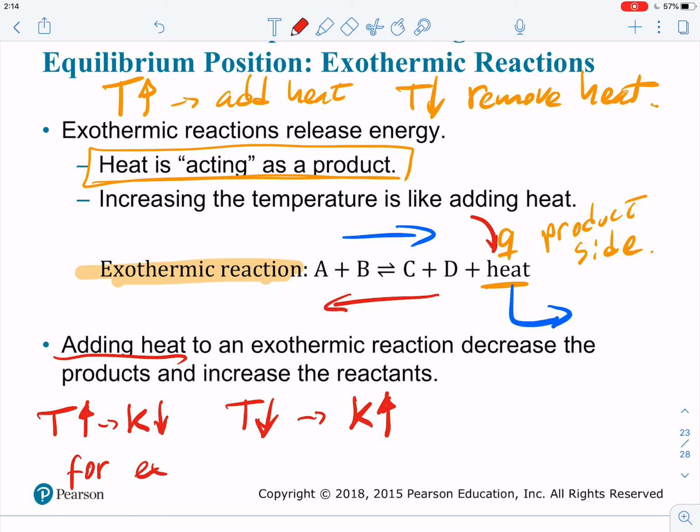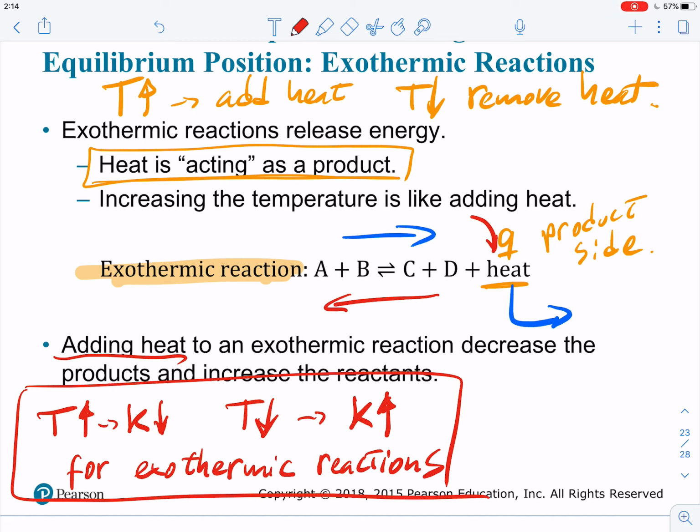And I want you to have this very, very clear. Why? Because if this is true for exothermic reactions, the opposite is true for the endothermic reactions, and we're going to see that in a minute. Okay, so again, adding heat to an exothermic reaction decreases the products. You are moving away from the disturbance. Heat is part of the products in an exothermic reaction. If you add heat, it is equivalent to adding more product to that reaction, and therefore the reaction will shift to the left.